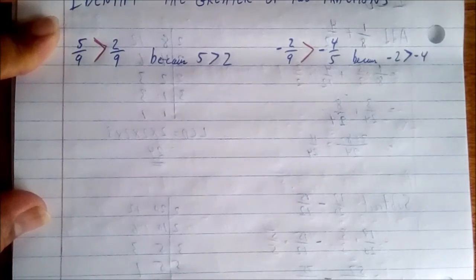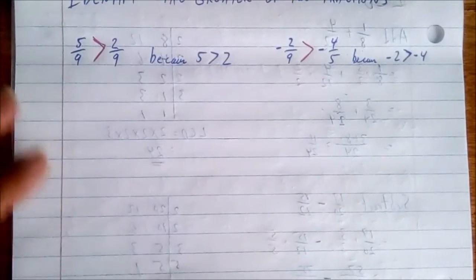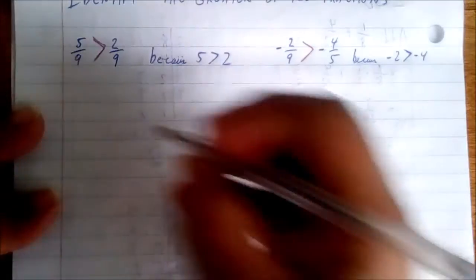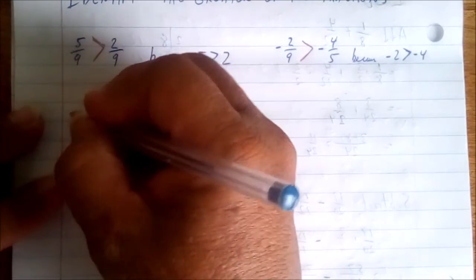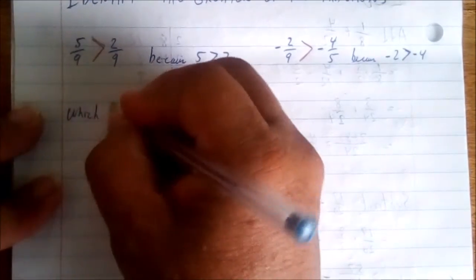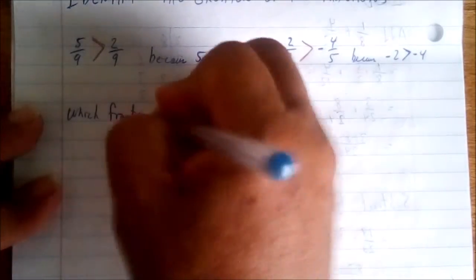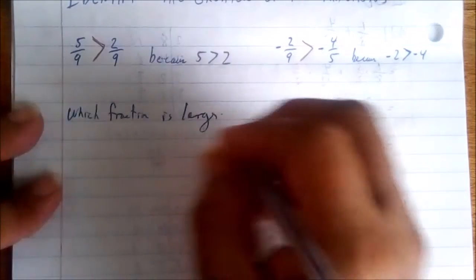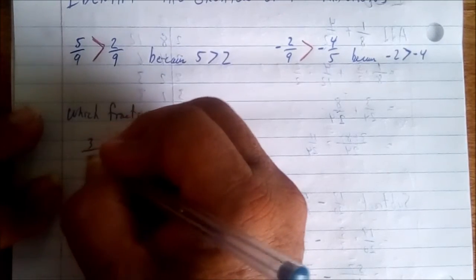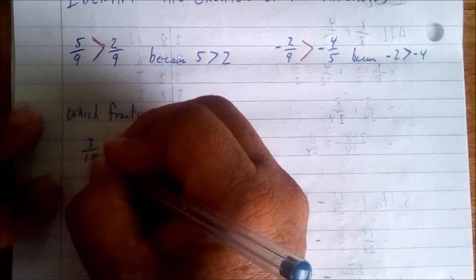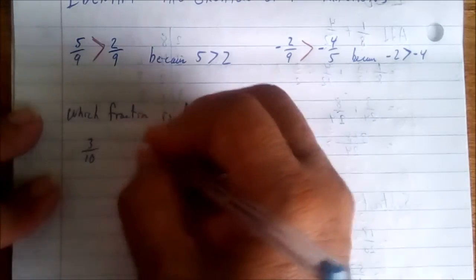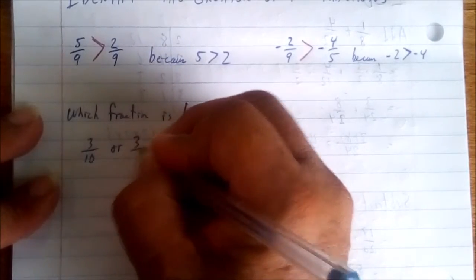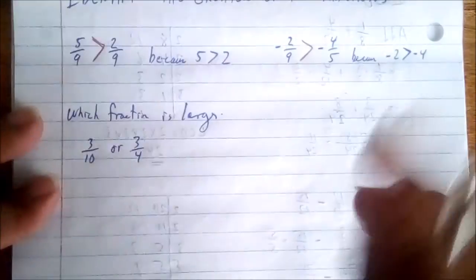So when they don't have like denominators, now what is the process? Well, the process is not much. Take for example, now we have fractions. Which fraction is bigger? Which fraction is larger? Let me put that. So if I have 3 tenths or 3/4, which one is larger?